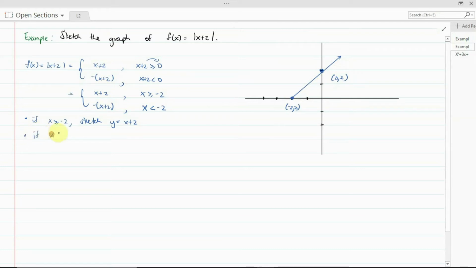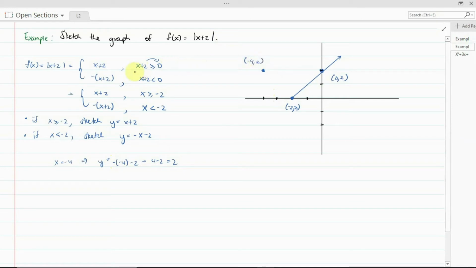Now, if x is less than negative 2, ang i-sketch naman natin ay y equals negative x minus 2. This is again a line, so we just need 2 points. Since x is less than negative 2, kuha tayo ng mas maliit kay negative 2. Say negative 4. When x is negative 4, ano si y? It's y equals negative of negative 4 minus 2, or 4 minus 2, or 2. So you have the point negative 4, 2.